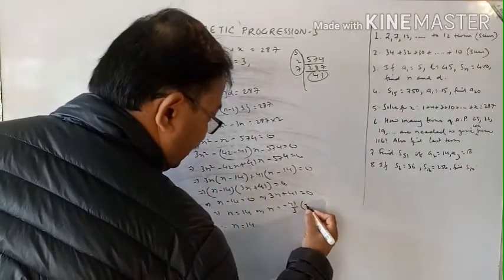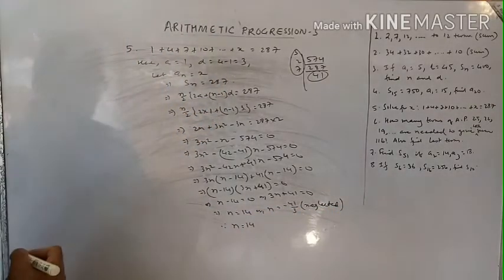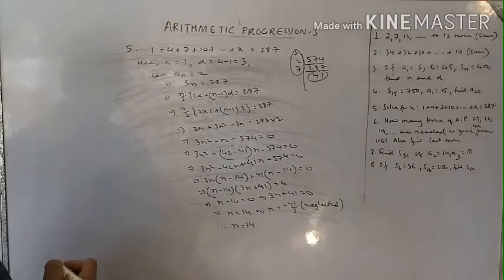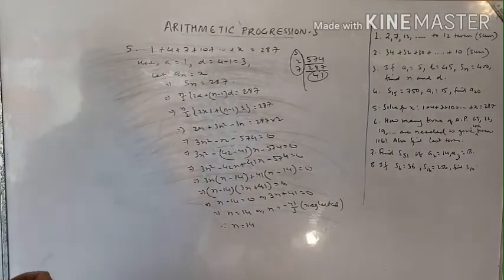So this value is negative. This doesn't satisfy the condition. So n equal to 14. So now we have to find the value of x.